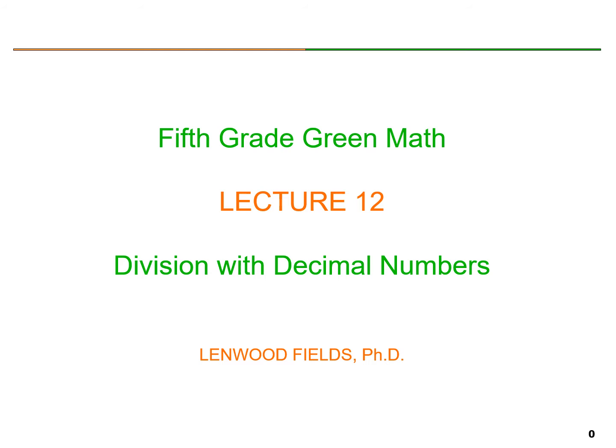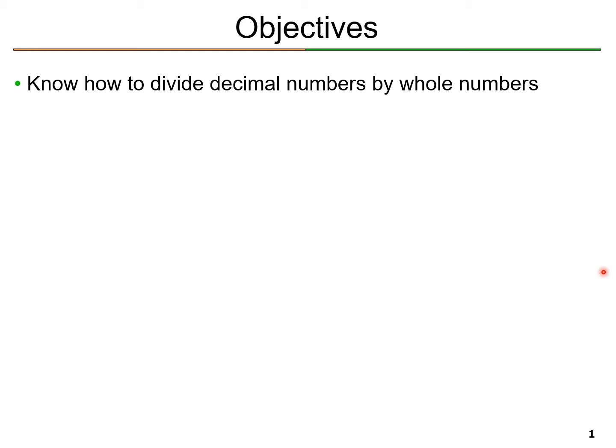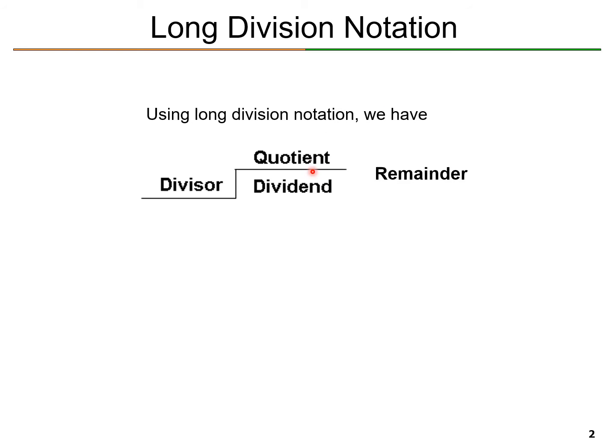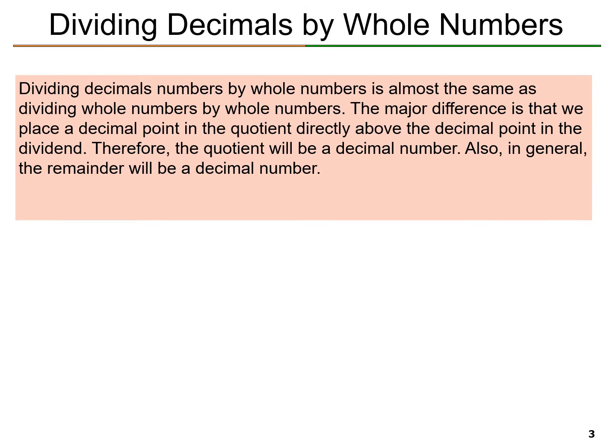In Lecture 12, we're going to look at division with decimal numbers. The objective is to know how to divide decimal numbers by whole numbers. This is the long division notation that you should know quite well at this point. Dividing decimal numbers by whole numbers is almost the same as dividing whole numbers by whole numbers.